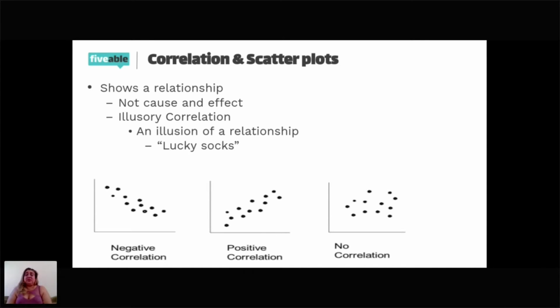So does everybody pretty much understand what correlation is? That a correlation is not an experiment. It doesn't show cause and effect. It only shows a relationship. Illusory correlation is just an illusion of a relationship. It's not real. It's coincidence.